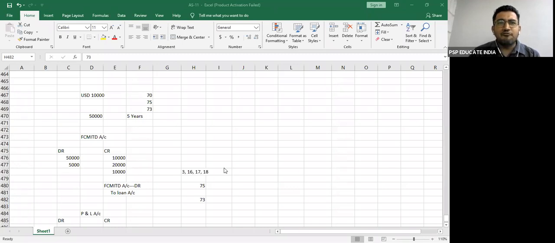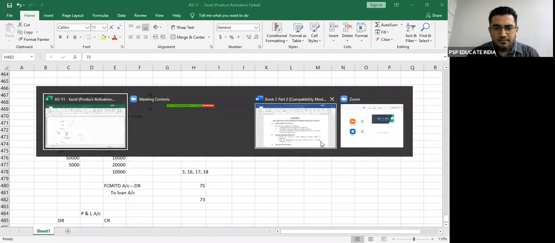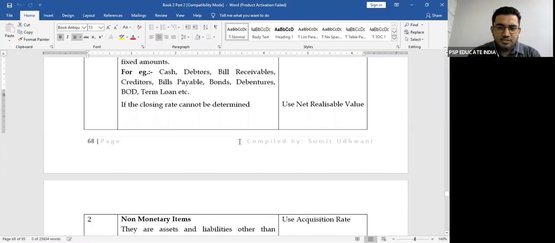Right, so you cannot take for 11 months or 12 months. You have to, please, let's read the question once again. Let's read this question once again.